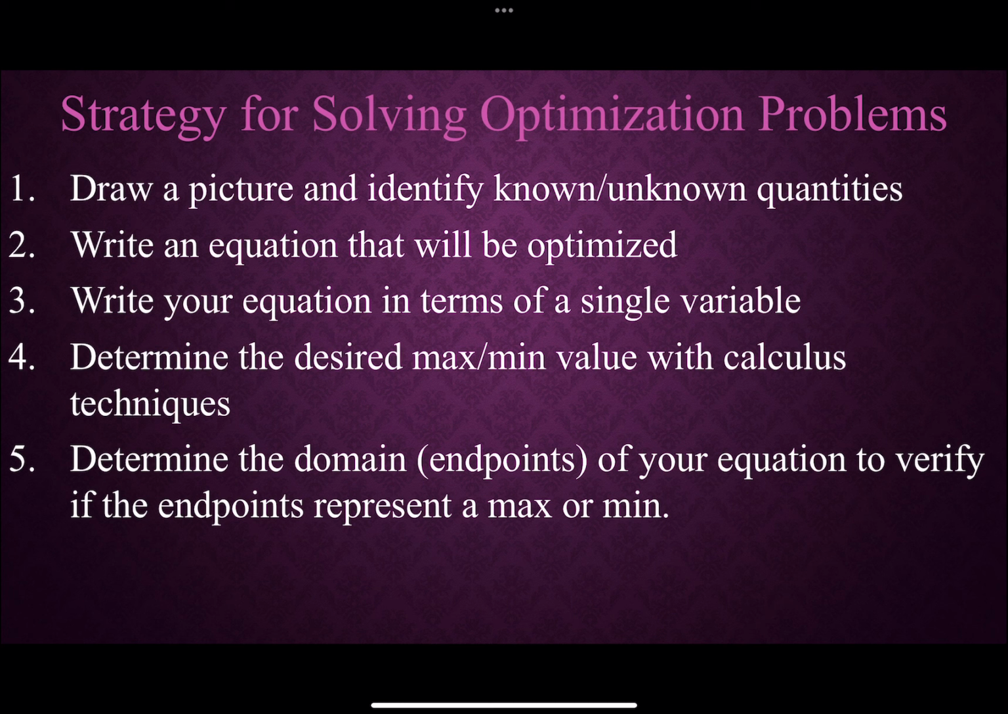Then we determine whether it's a max or min value with our calculus, the derivative, and the first and second derivative tests, using the endpoints to also verify what could theoretically result in a max or min. So if we want the maximum amount, we don't necessarily want a relative max, we want an absolute max. So we do need to consider the endpoints.